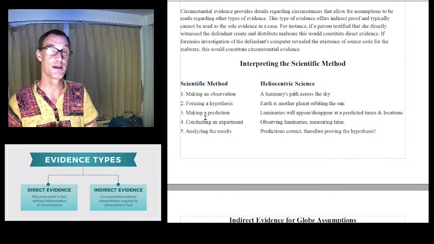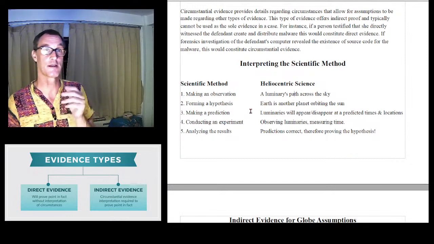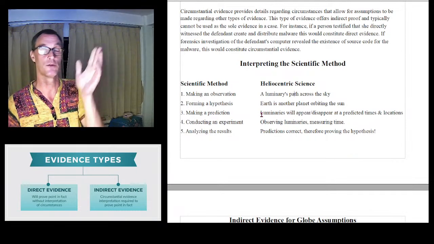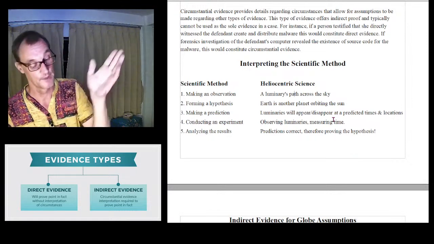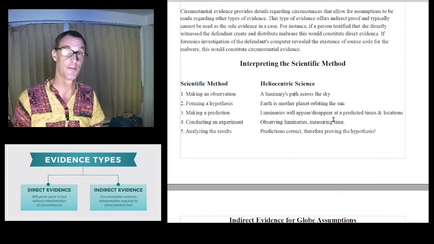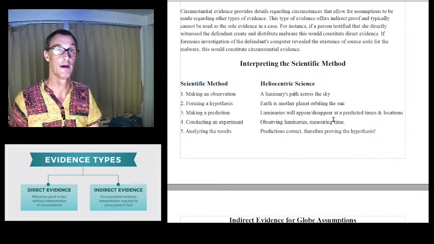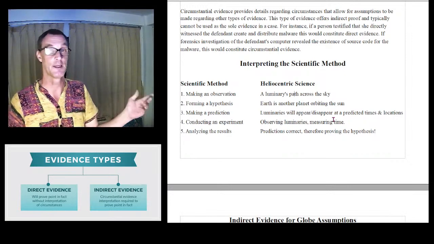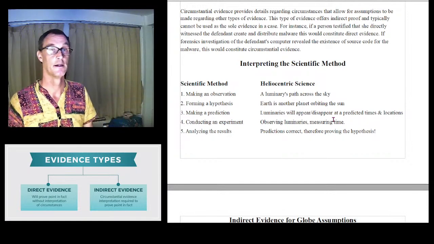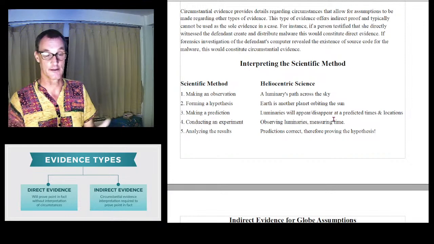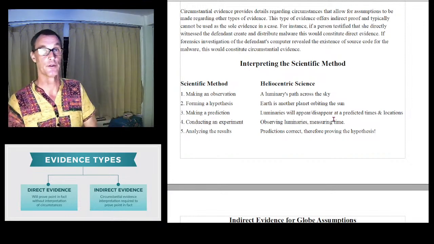And we're going to make a prediction now. We're going to say that the Sun or the Moon or whatever will appear or disappear at a predicted time and location. Or even a solar eclipse or something will take place. Simply because people have been keeping records for thousands of years, or maybe longer. That doesn't constitute any kind of model.